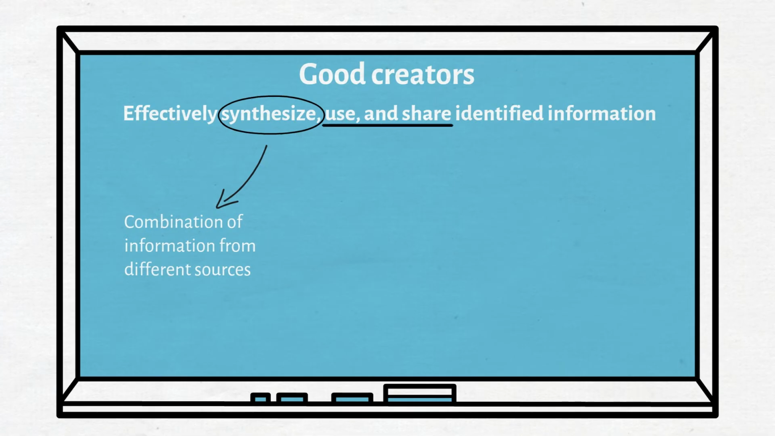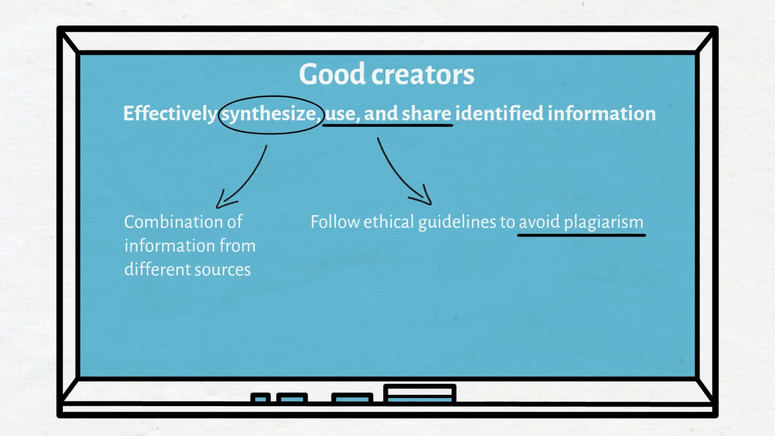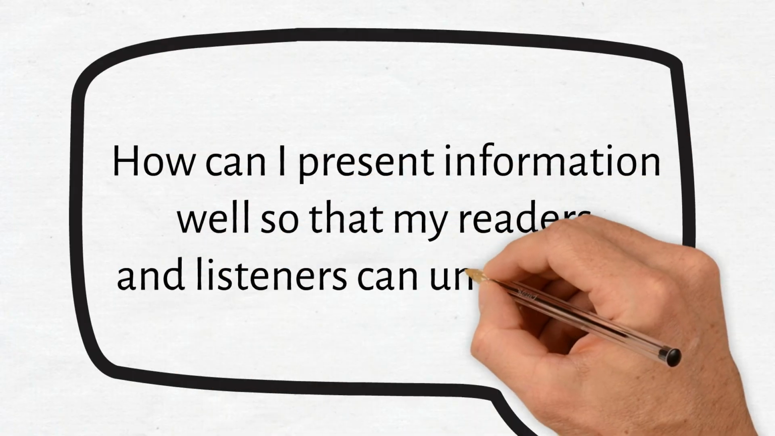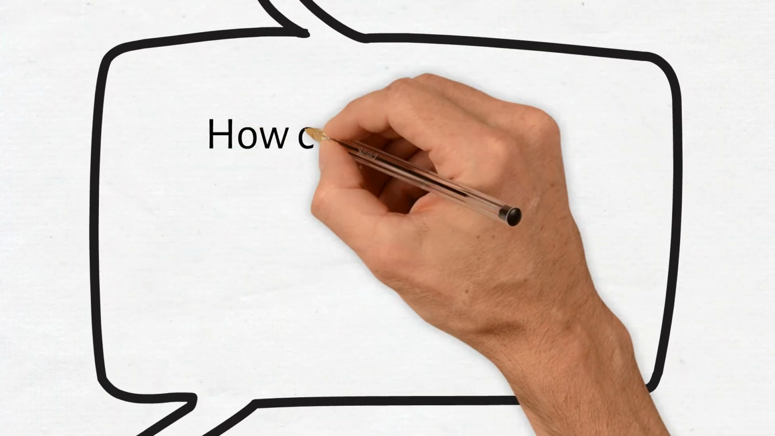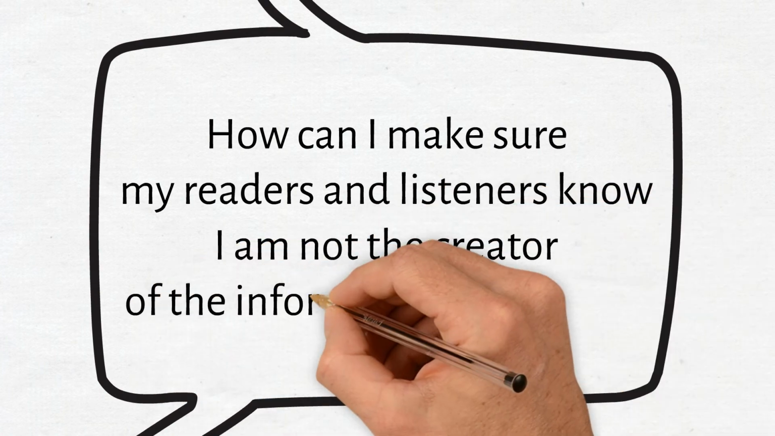When using or sharing information from sources, it is necessary to follow ethical guidelines, one of which involves the prevention of plagiarism. To avoid plagiarism, a good creator will follow general citation-style guidelines when giving credit to originators of information. Common questions asked by good creators are: how can I present information well so that my readers and listeners can understand? And how can I make sure my readers and listeners know I am not the creator of the information presented?